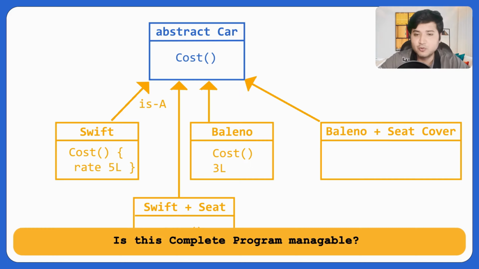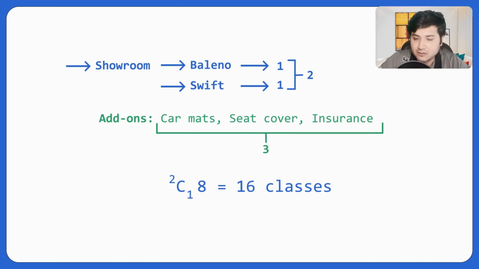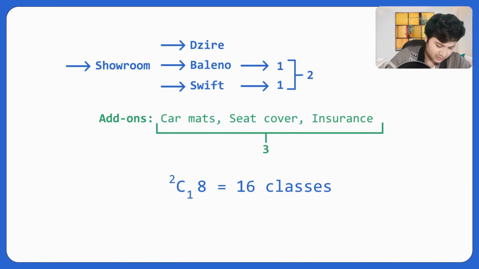Is this complete program manageable? Think about it. I think this is not. Why? Suppose going forward, there's one more car, let's say it comes Desire. There's one more base car that comes in, and there's one more additional feature that comes in. Now you have the ability to buy perfume while you are buying the car.